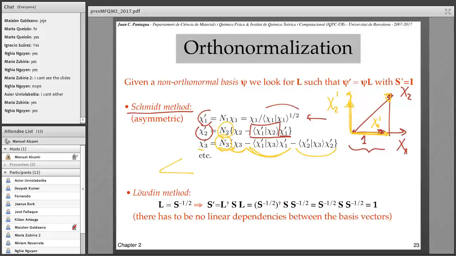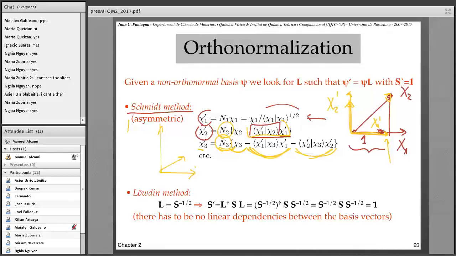And then, for instance, if these were the two first vectors, then we obtain a third vector, which is orthogonal to them, etc., etc. Well, this is a very simple method, but a very asymmetric method, because the first vector is untouched. We only change its length. The direction is untouched. The second one changes a little. The third one changes somewhat more. And the last vector has nothing to do with the original vector.